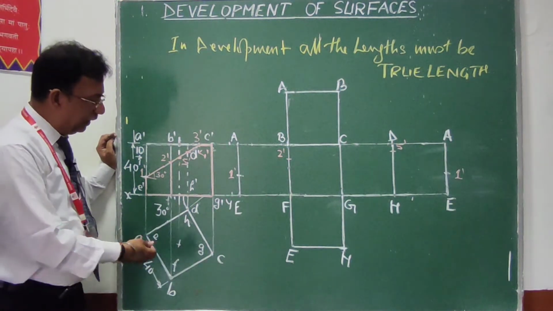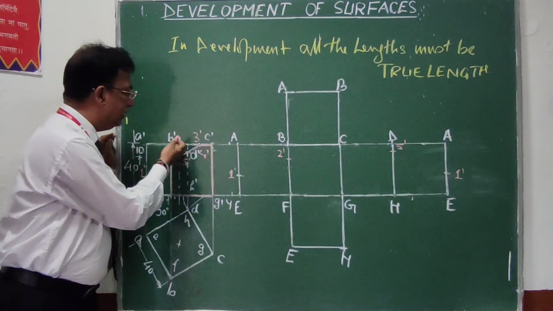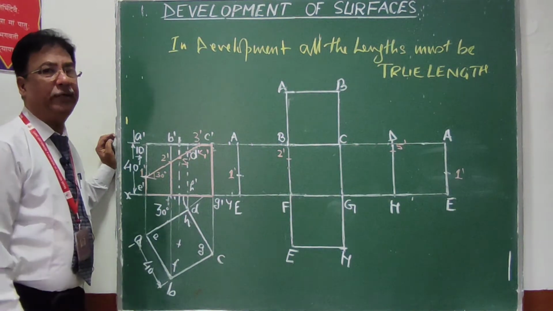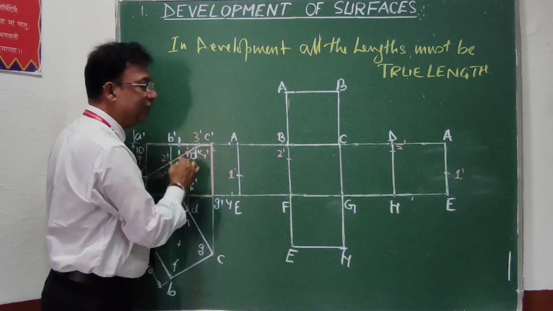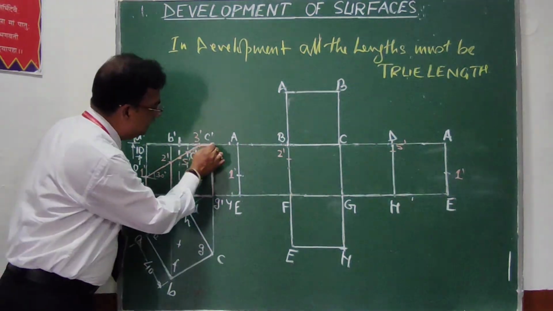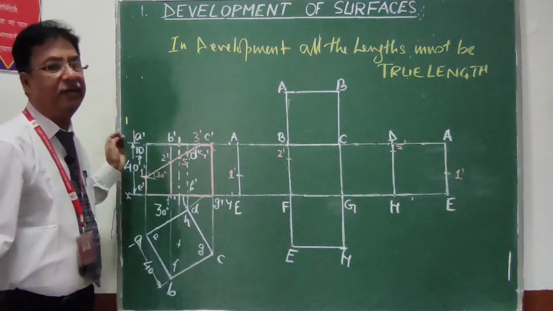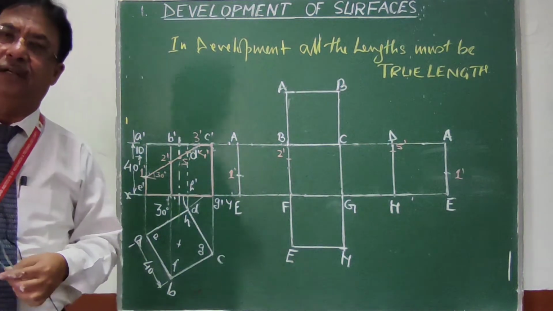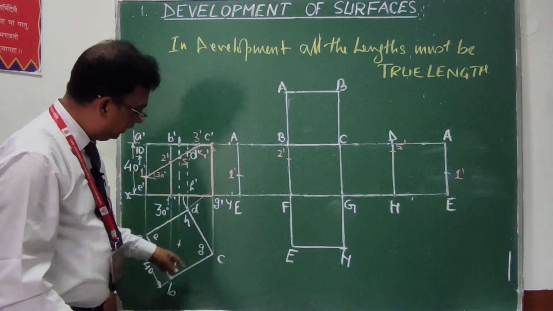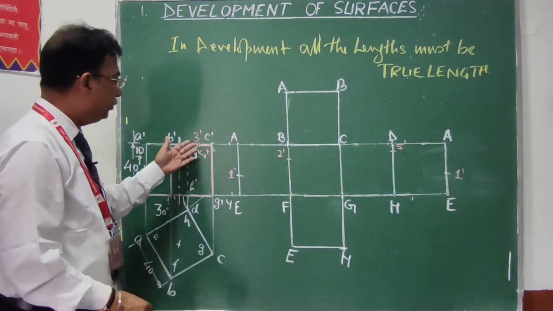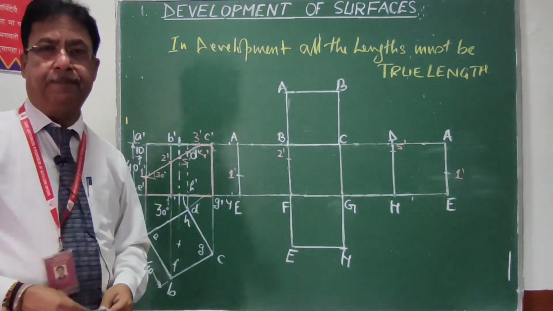So if the lines are inclined to VP and parallel to HP in the front view, those lines are not showing the true length. It means the distance of C dash to 3 dash is not the true length. Same way, the distance of C dash 4 dash in the front view is not the true length. So what we will do, as you see, in the top view CD and BC are showing the true length, so shift these 2 points in the top view.